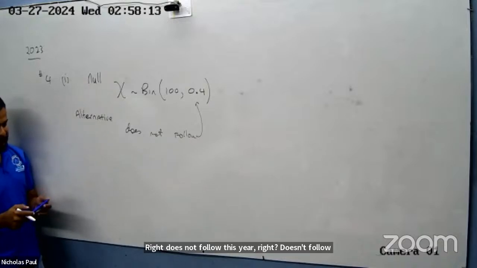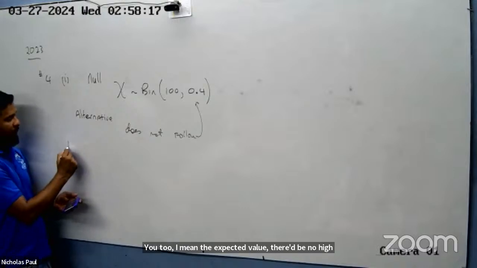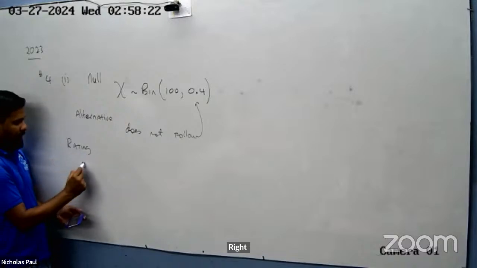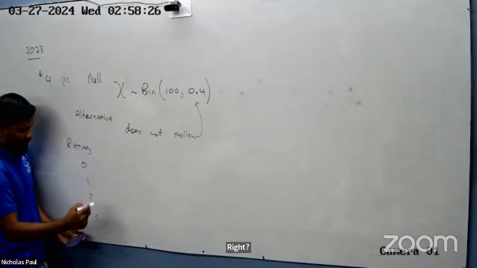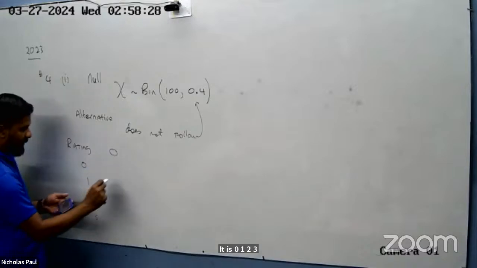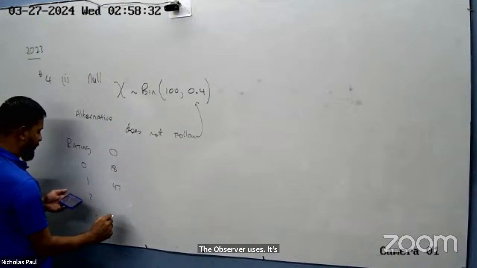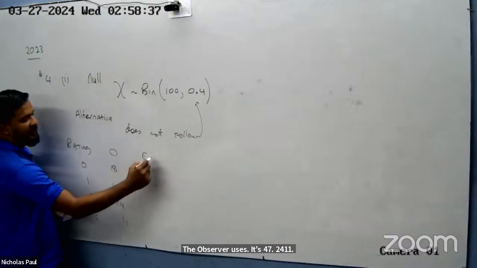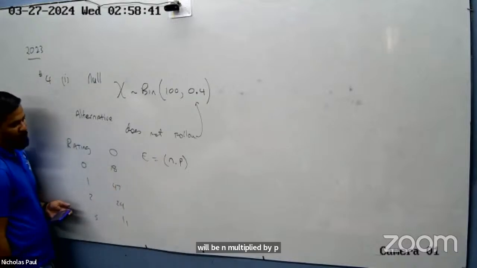Determine the expected value if the null hypothesis is true. So we have our rating. The rating is 0, 1, 2, 3. The observed values are 18, 47, 24, 11. The expected values will be n multiplied by p. So we need p.